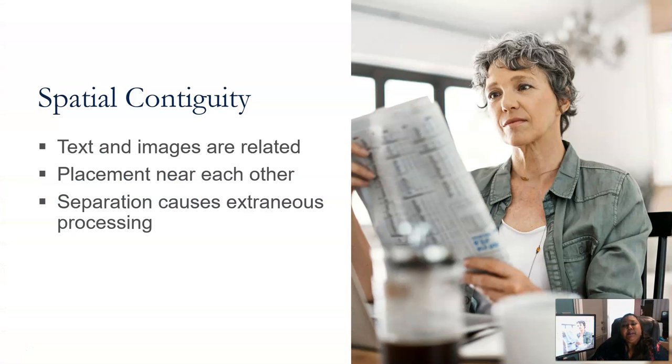Spatial contiguity states that text and images are related, and they should be placed in close proximity to each other. So when you hear spatial, think spacing. When images and text are separated, cognitive resources are used, which results in that extraneous processing. Extraneous processing is additional cognitive processing unrelated to the learning goal.